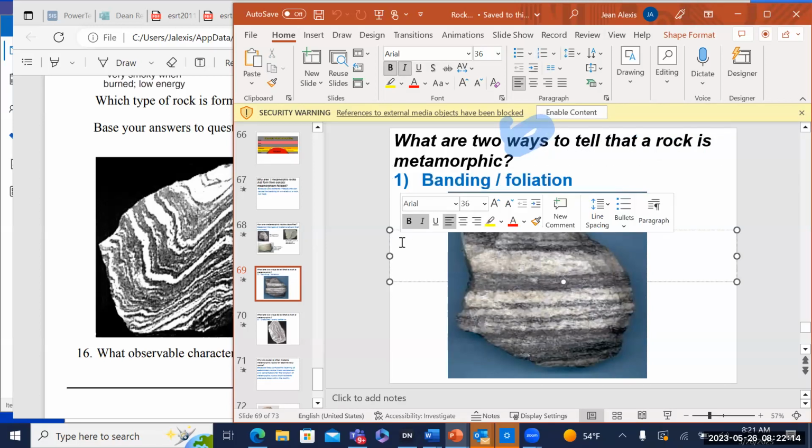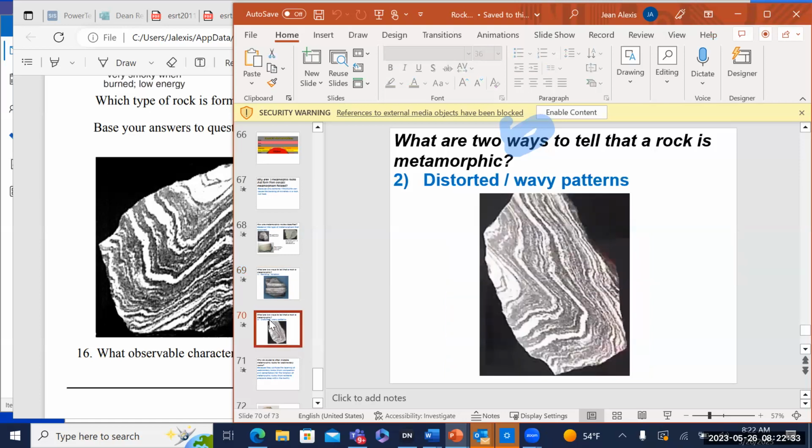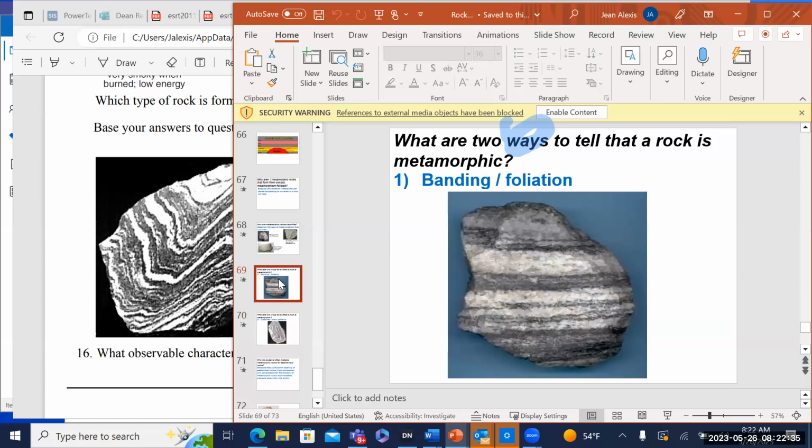What would not be accepted is if you just said, oh, there's layers on the rock. That wouldn't be accepted because sedimentary rock has layers too. So you couldn't just say there are layers. You have to describe in detail. So you could have said wavy, distorted patterns, or banding and foliation for 16.